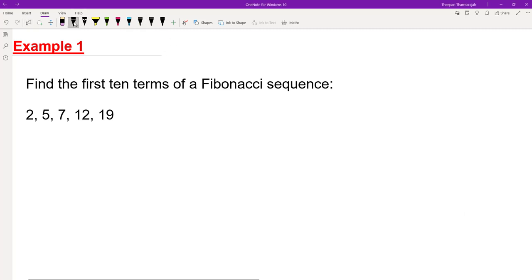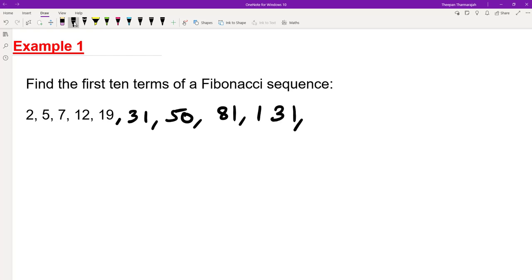Now if we want to find the next term after that, we're going to do 12 plus 19, which is going to be 31, 19 plus 31, which is going to be 50, 31 plus 50 is 81, 50 plus 81 is 131, and 81 plus 131 is 212. So we end up with 2, 5, 7, 12, 19, 31, 50, 81, 131, and 212. So these are the terms of this particular Fibonacci sequence.